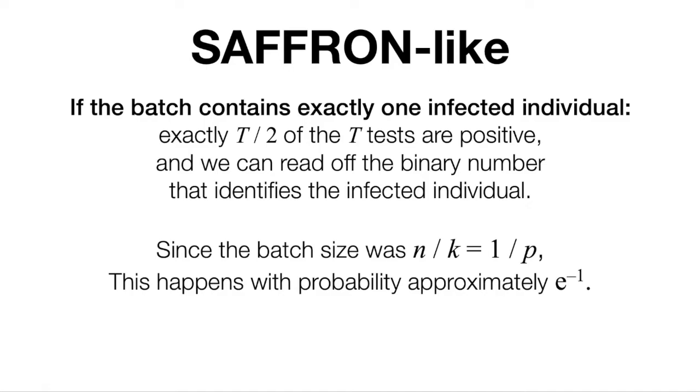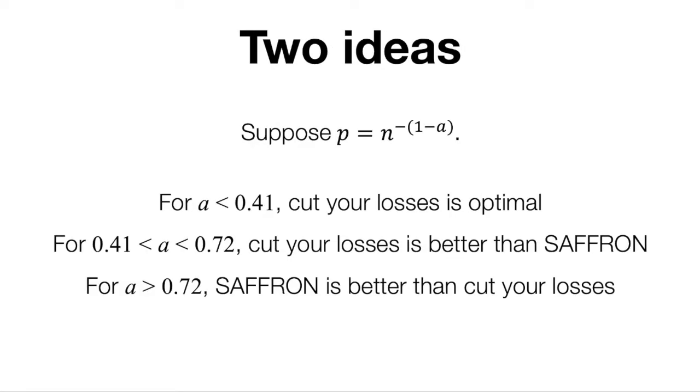So since the batch size was 1 over p, it's just a quick Poisson calculation to show that the probability of that happening is e to the minus 1. So our ETI is that 2 log base 2 of n over k is the number of tests we did, and 1 over e to the minus 1, that's the probability it works, and so that's our ETI.